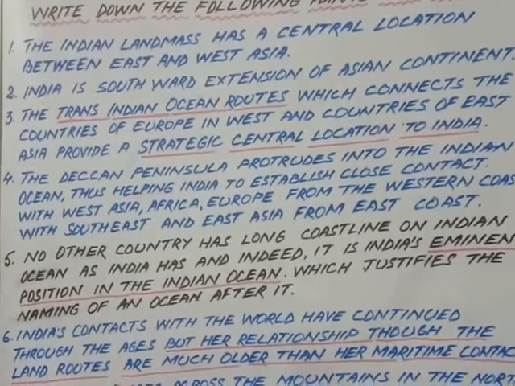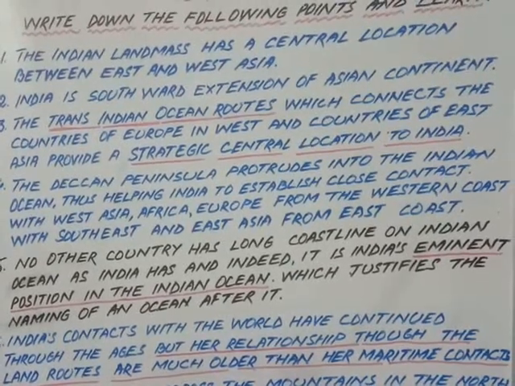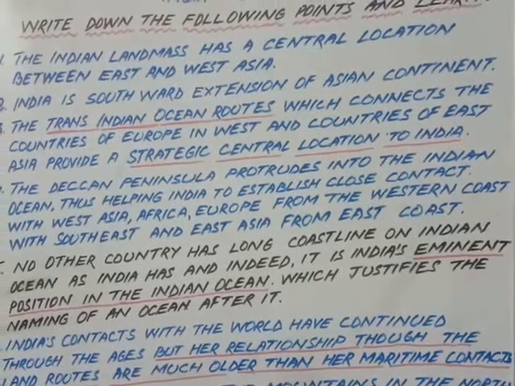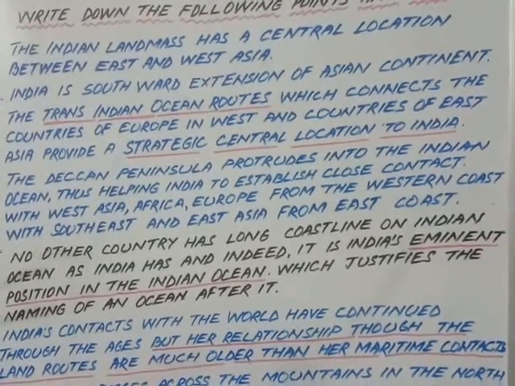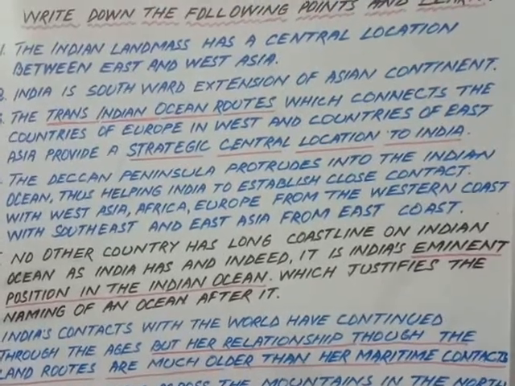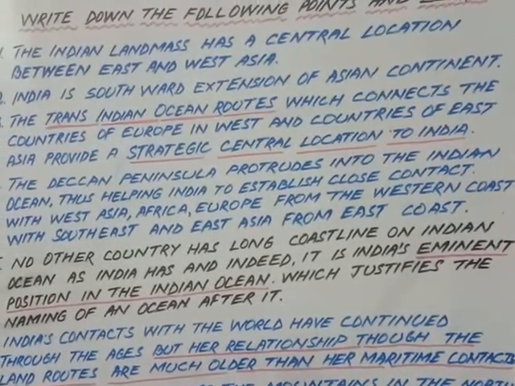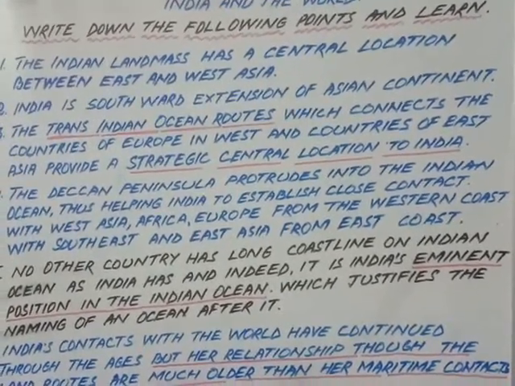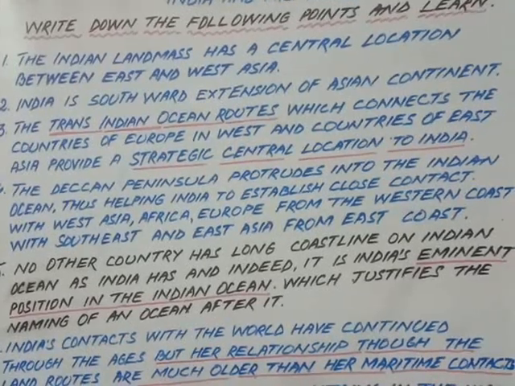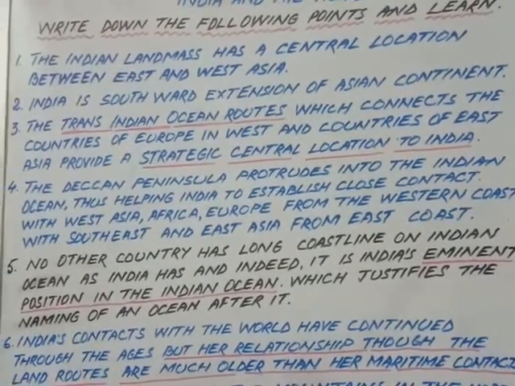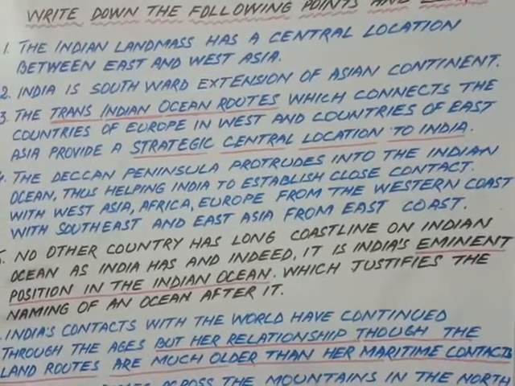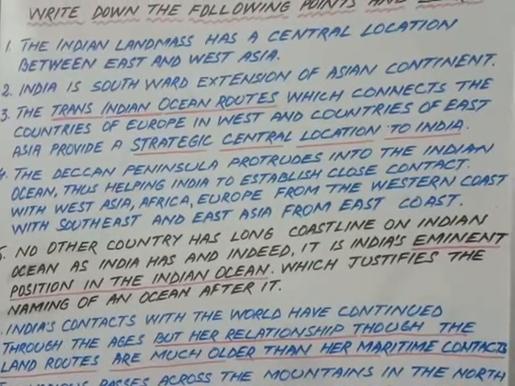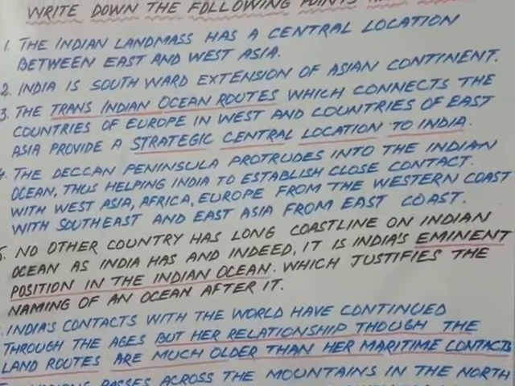Number 3, trans-Indian Ocean routes which connect the countries of Europe in the west and the countries of East Asia provide a strategic location to India. So if anybody wants to travel by sea from Europe to the eastern part of the world, that is Japan and China and all those countries, then you have to pass through India, which is in the central position. Without touching India, you cannot go to the eastern part of the world.